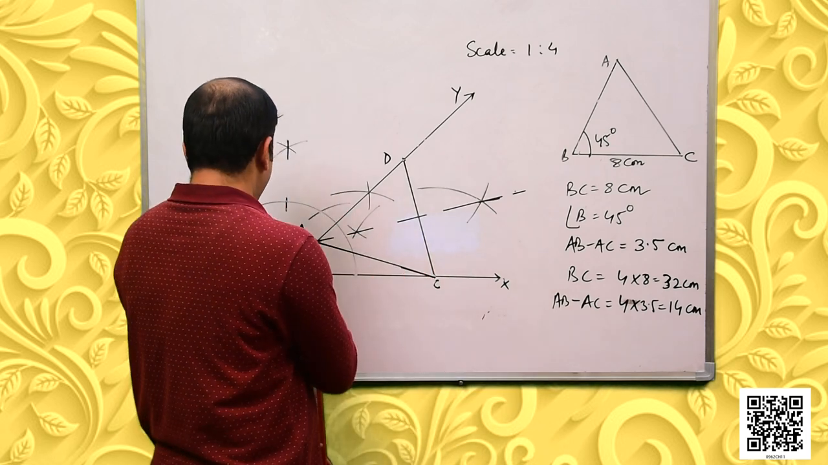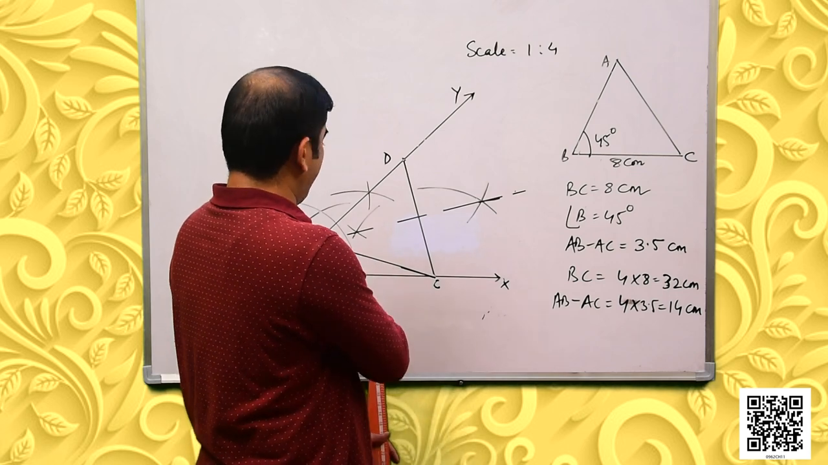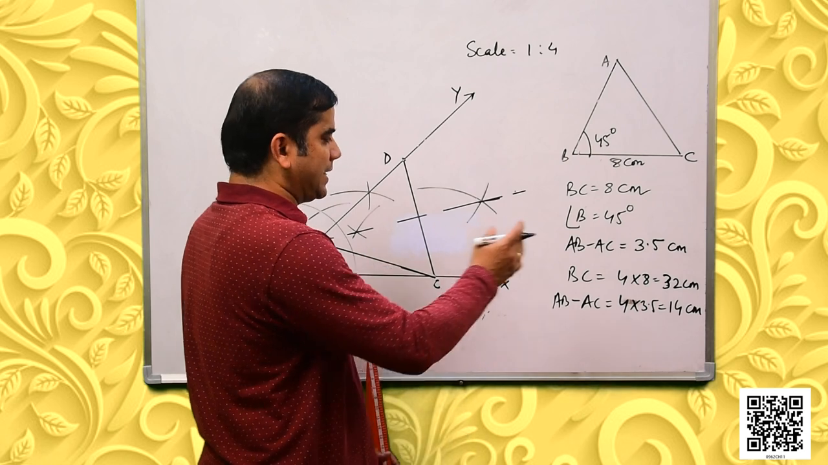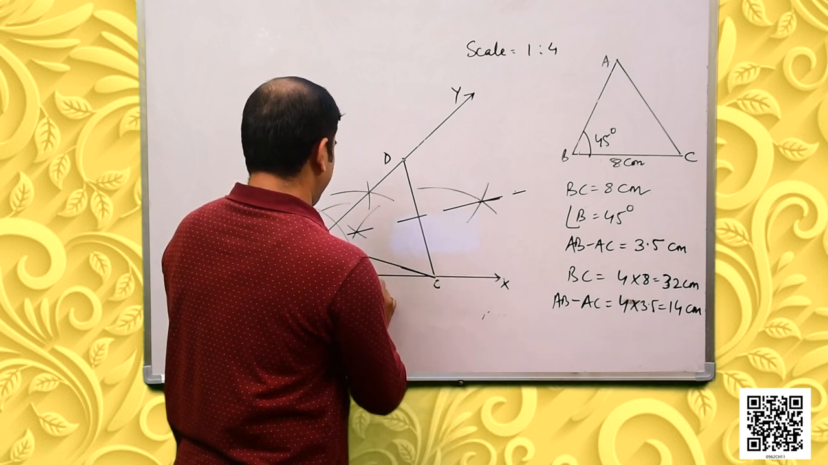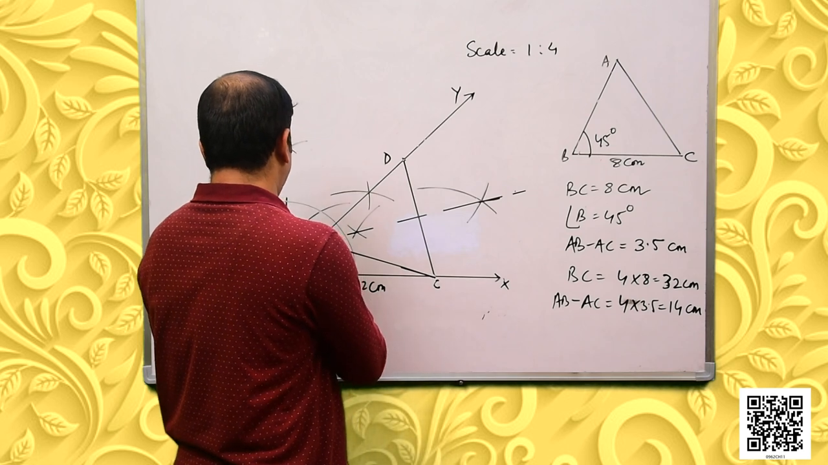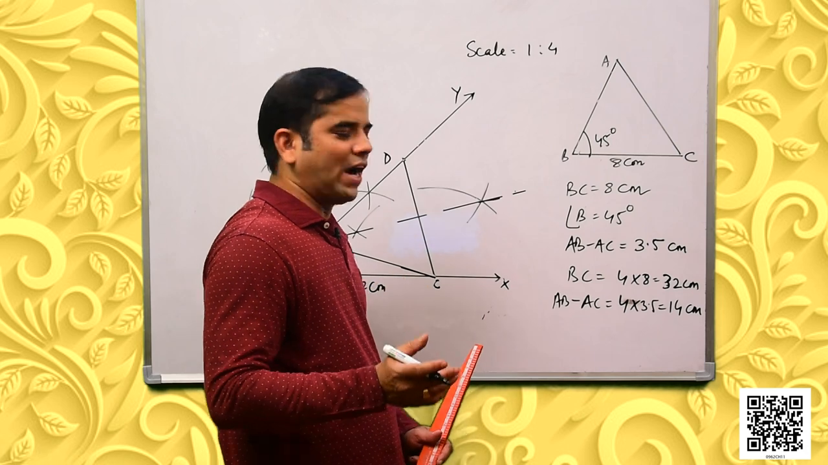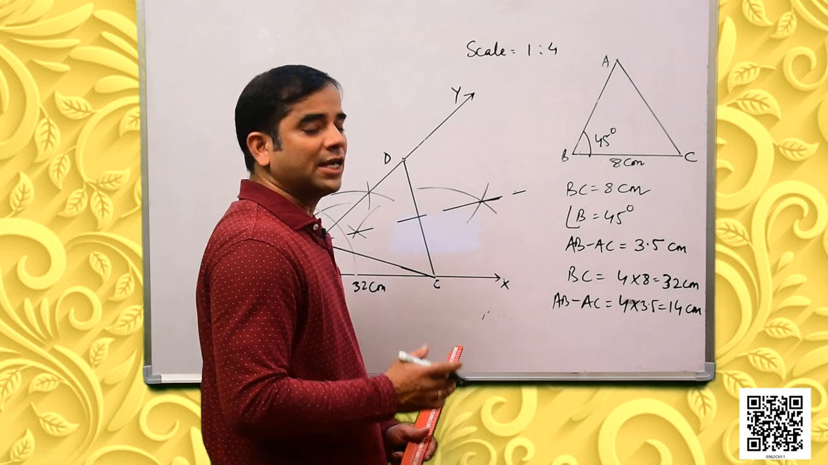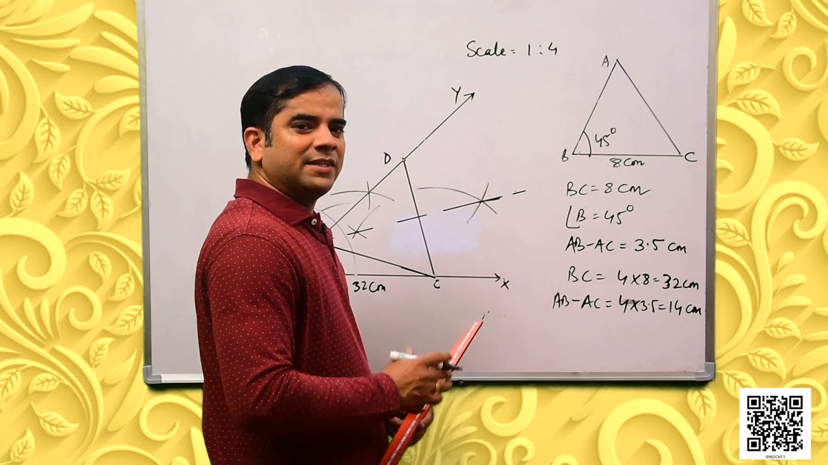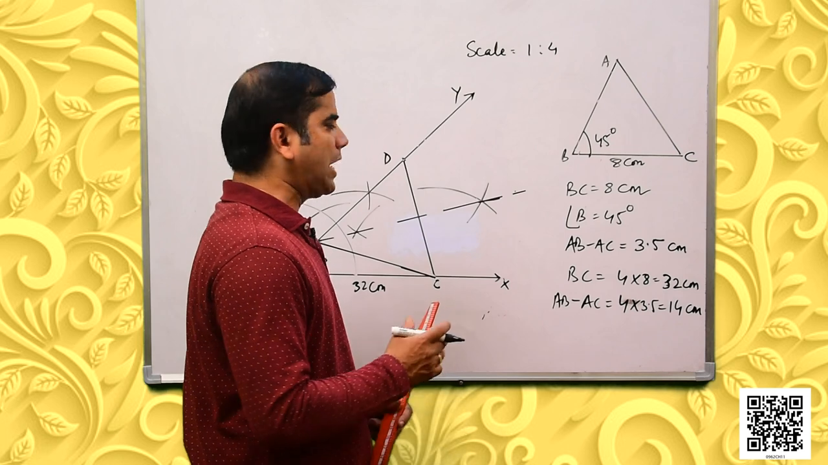So, when we join AC, we will get triangle ABC, in which BC is equal to 8 cm. In my case, it is 32 cm and your angle is 45 degrees, and AB minus AC is in your case 3.5 cm, but in my case it is 14 cm. Hope you understand the steps of construction. Let us revise it again. Okay, what we need to do?